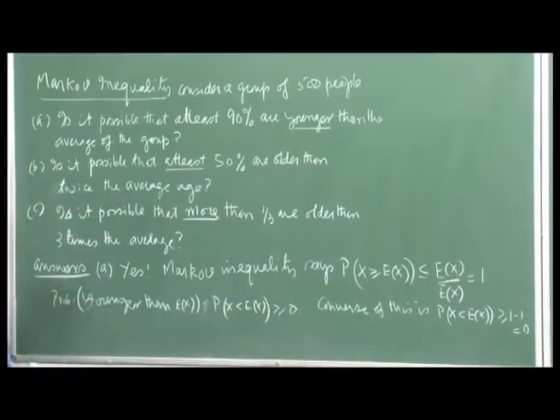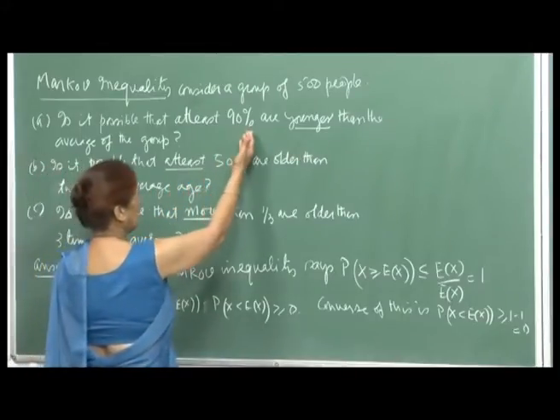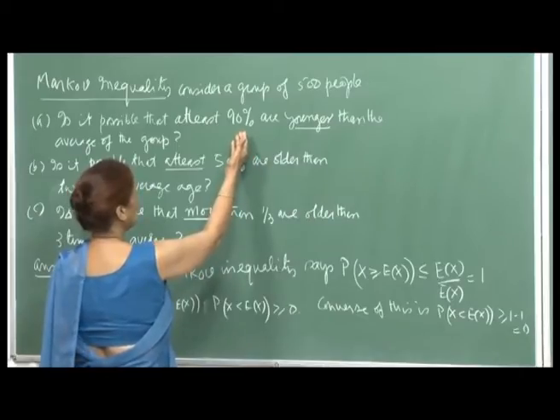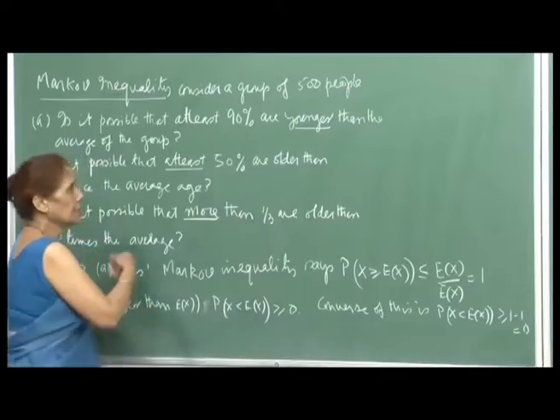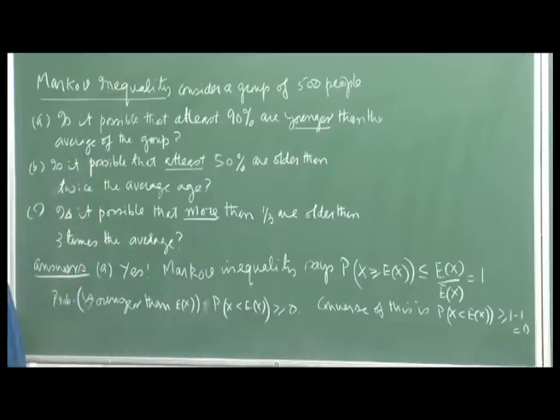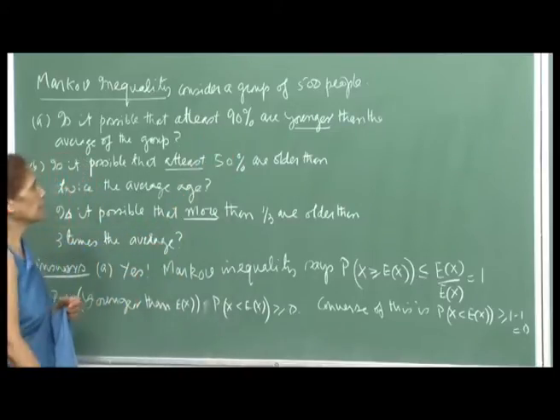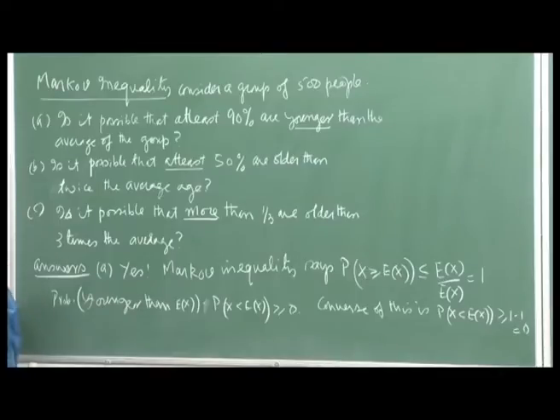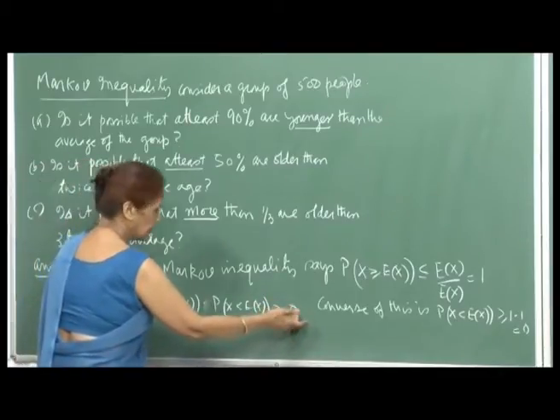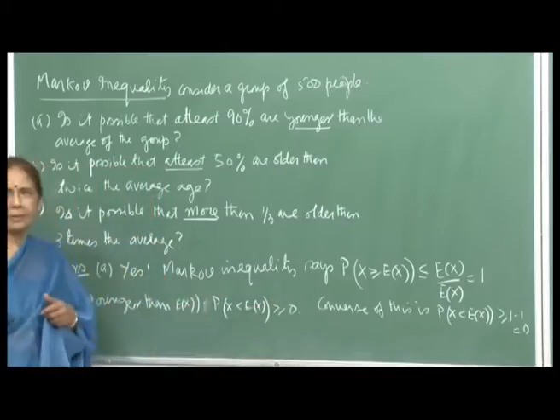So, that is no help, but of course, you can rationalize that the answer would be yes, because there may be some people who are very old, and therefore, they will make the average go up. So, even if 90% are younger, the few people who are very, very old will lift the average, and so the probability of 90% being younger would be satisfied. That means, probability x less than E x equal to 0.9 would be satisfied.